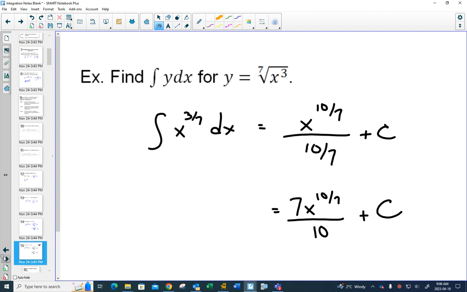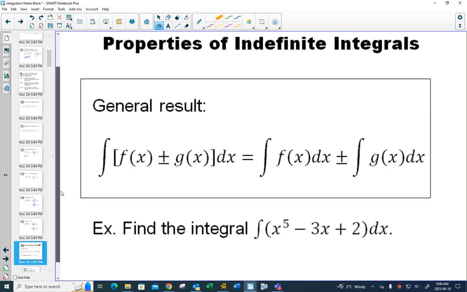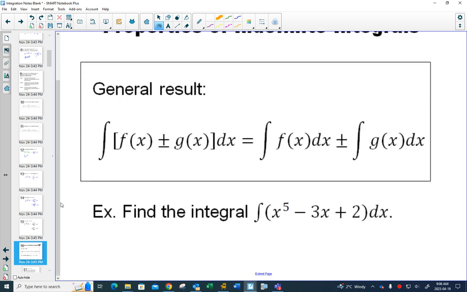So in derivatives, if we were adding and subtracting things, we could take the derivatives separately. So if we're integrating two things and we're adding and subtracting, we can integrate them each on their own separately. So now we just have to work backwards on each one of these parts. So the x to the 5, add 1 to the exponent and divide. The negative 3x to the 1, add 1 to the exponent and divide. And the 2 would just be 2x plus c.